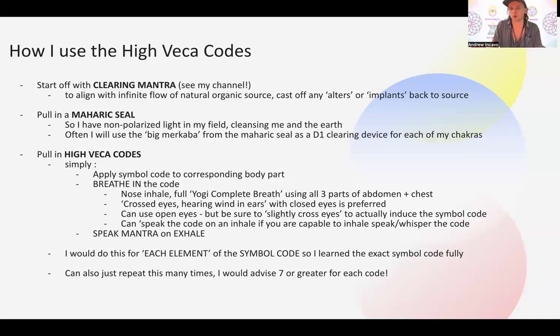Additionally, you can speak the code with your exhale if you're breathing in through your nose with your yogi complete breath. You can also, if you're capable enough, if you're a good enough vocalist, if you learn how to inhale scream when you're in a metal band in college, which I did, you can inhale the mantra as well and exhale the mantra.